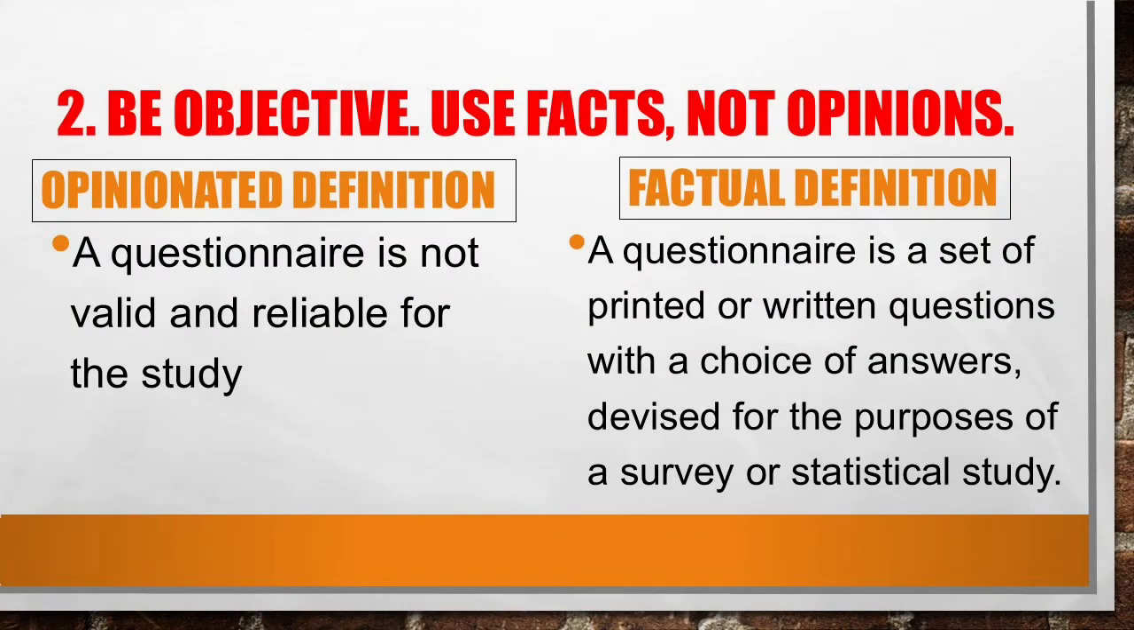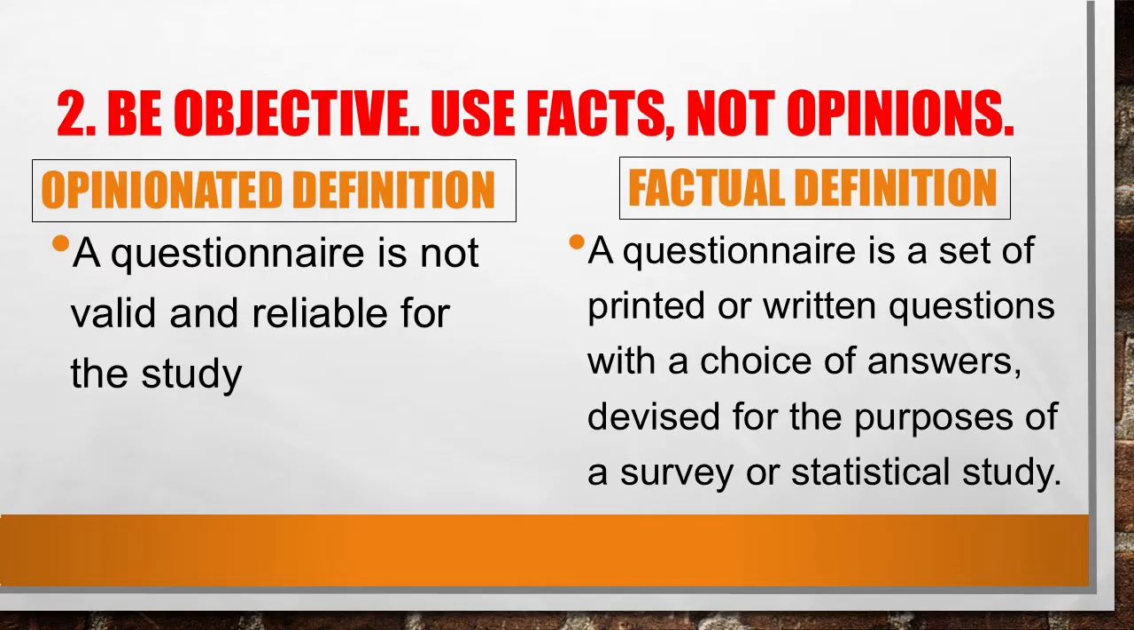Second guideline, be objective, use facts, not opinions. When we say opinion, it is based on your own stand or your own thoughts about the term that is being defined, which we should avoid, it's a big no-no in writing the research paper. What we should do is to be factual or use factual definitions. When we say factual, it is based on facts, it has reliable sources, or it has evidence.